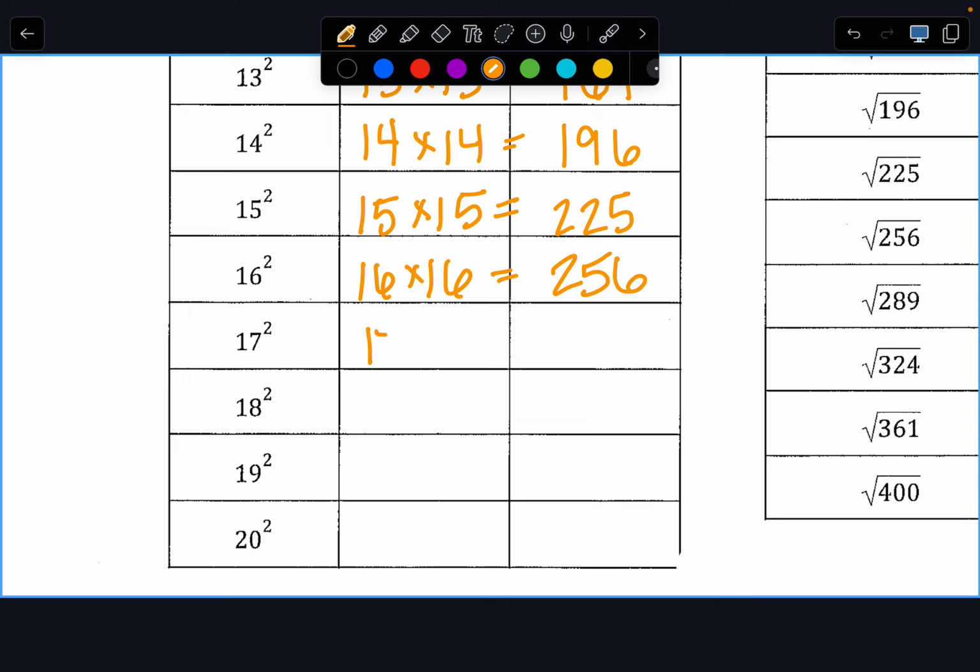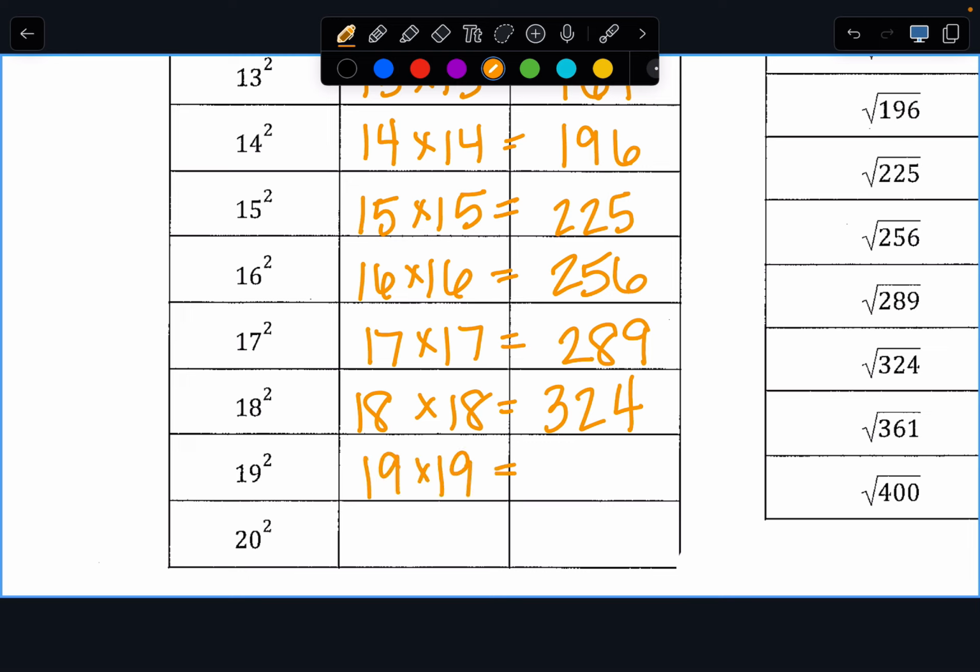All right, 17 squared is 289. 18 squared is 324. 19 squared is 361. And then I'm hoping 20 squared is a little bit easier to remember. We know 2 squared is 4, so 20 squared is 400.